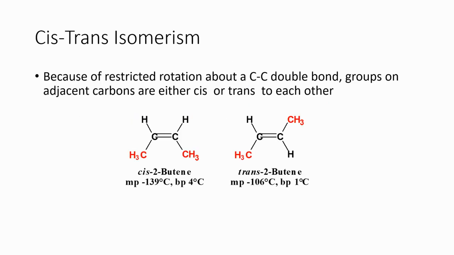There is not any free rotation around that carbon-carbon double bond. It's sort of stuck in place, if you will, and restricted, we call it. Since there's no rotation about this carbon-carbon double bond, our groups can end up in one of 2 places. Groups on either side of a double bond can end up being cis, on the same side.